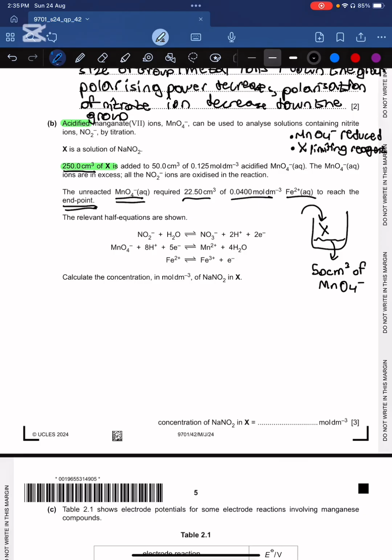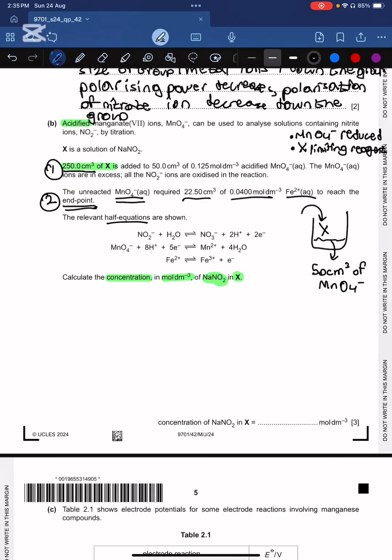Now, two reactions have taken place here. This is the first one, this is the second one. Half equations are given for both of these reactions. What do I have to do? I have to calculate the concentration in mole per decimeter cube of NaNO2 in X.